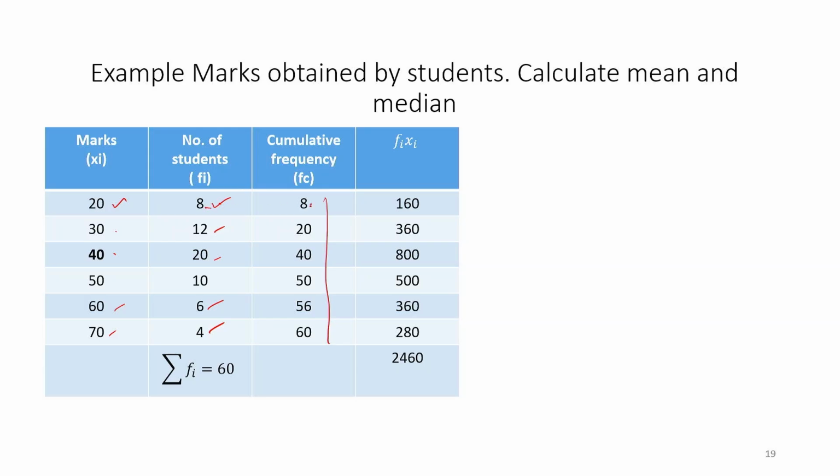So 8, and 8 plus 12 is 20, 20 plus 20 is 40, 40 plus 10 is 50, 50 plus 6 is 56, 56 plus 4 is 60. So these are the cumulative frequencies. And then we will find out Fi Xi, that is, multiply these two. This is the way to calculate the mean value in the case of data where frequency exists.